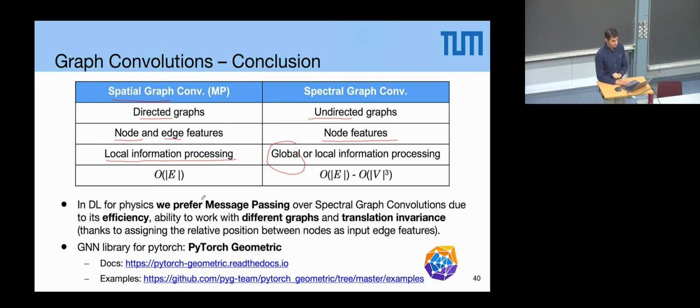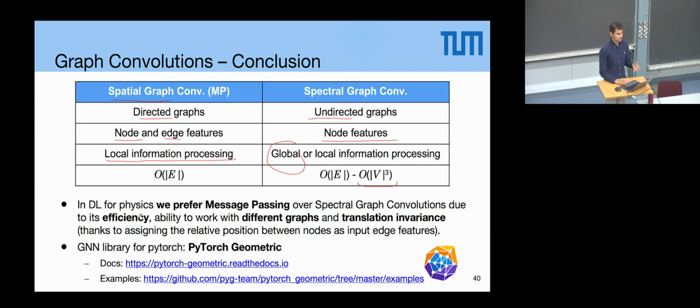And the same happens with the time complexity. If we have a local receptive field, the time complexity scales linearly with the number of edges. If we have a global receptive field and we need to compute the graph Fourier transform, we need to compute the eigenvalue decomposition, then we have a cubic time complexity.